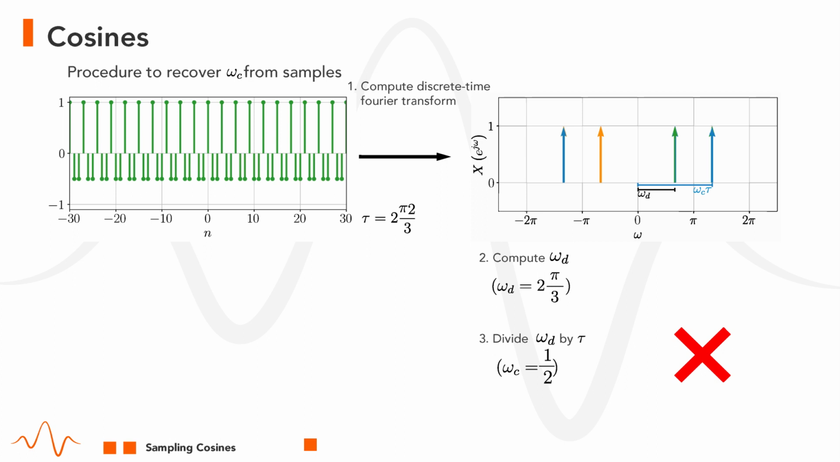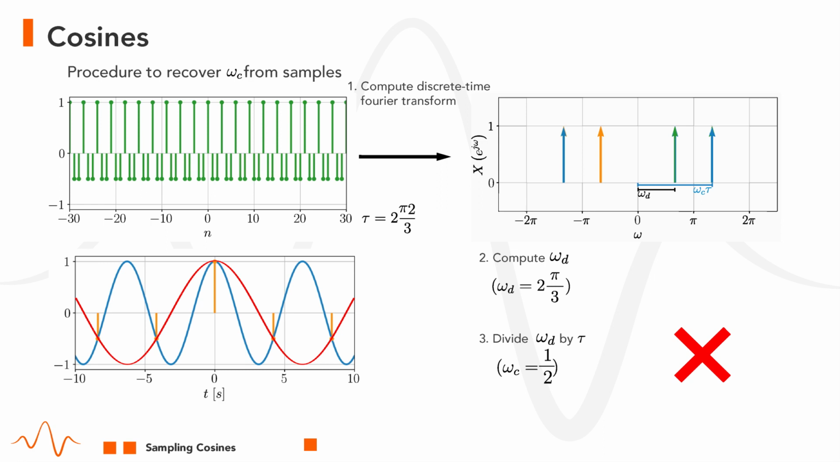In this new case, tau is 2 pi times 2 over 3, whereas in the previous case, tau was 2 pi over 3. So we do not get omega c equals 1 anymore, we get omega c equals 1 over 2. This is not the continuous time value. This is not the value that we started with for the continuous time signal, so we do not recover the right signal with this procedure.